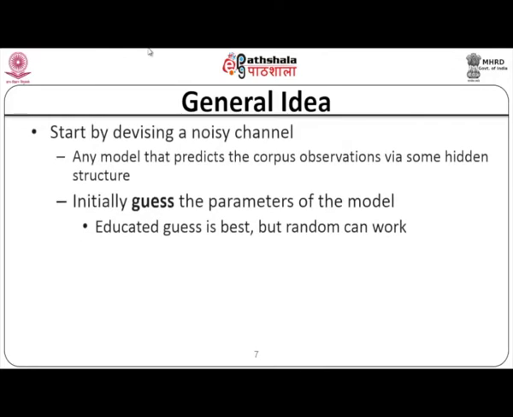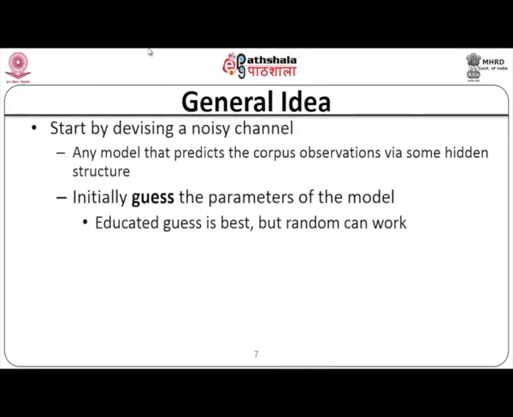So, the general idea is start by devising a noisy channel. So, any model that predicts the corpus observation via some hidden structure. So, you just assume that. Initially guess the parameters of the model. So, usually you guess, it can even be random. If you take it as random, the time taken for completing the algorithm or convergence will be longer. So, normally you make an educated guess, but random also can work. There is no rule that it will not work.